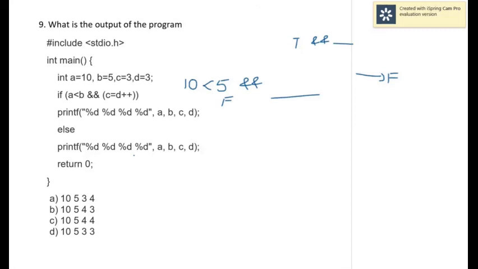So it comes to the else block, and this will print the a, b, c values. Since this statement is not executed, there is no change of d value, that is d is not incremented. So the values remain as they are, that is 10 5 3 3. So this will be the answer for this.